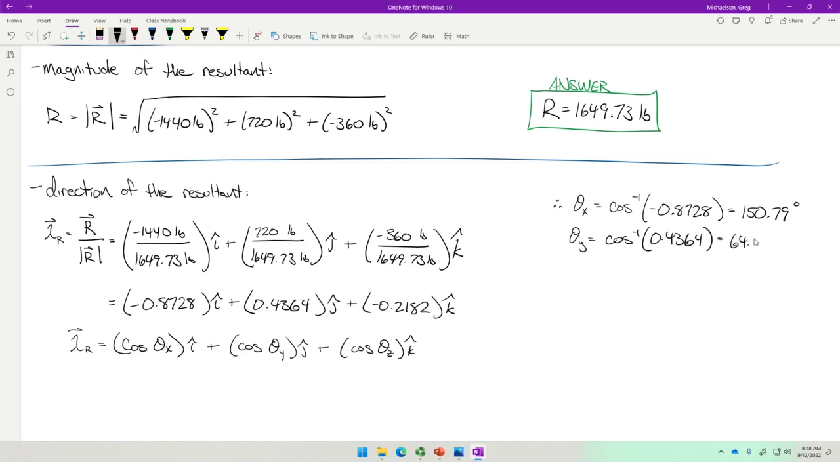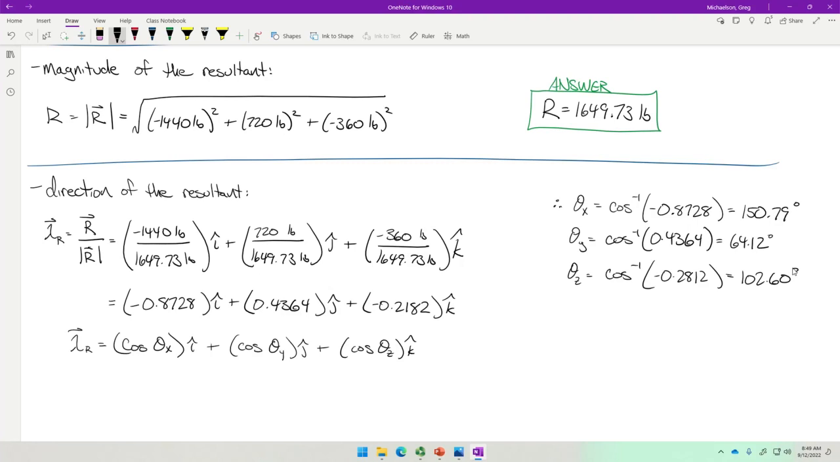Likewise for the other ones, this one I get 64.112. And this one, I get 102.60 degrees. So for example, if I look at the y-axis, if I want to know where the resultant is, I point along the y-axis and I rotate 64.12 degrees, and that'll get me to that vector. So from the x-axis, if I point to the x-axis and rotate 150.79 degrees, from the y-axis I rotate 64.12 degrees, from the z-axis 102.6 degrees, I will arrive at where my resultant is pointing.